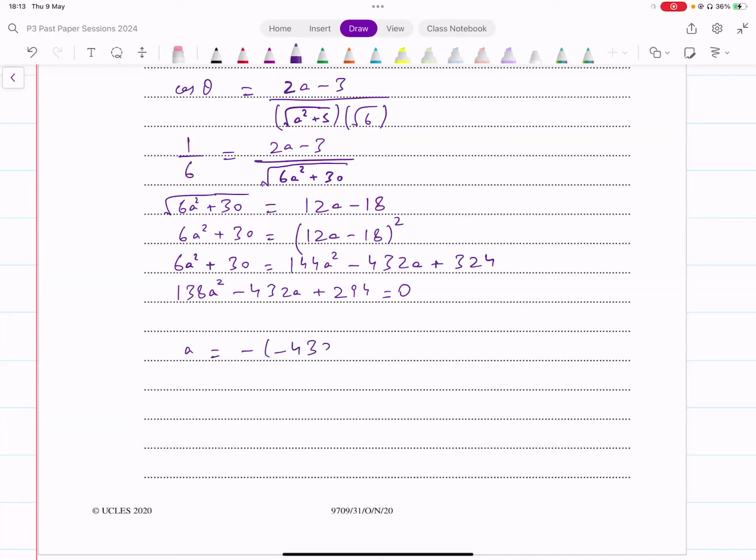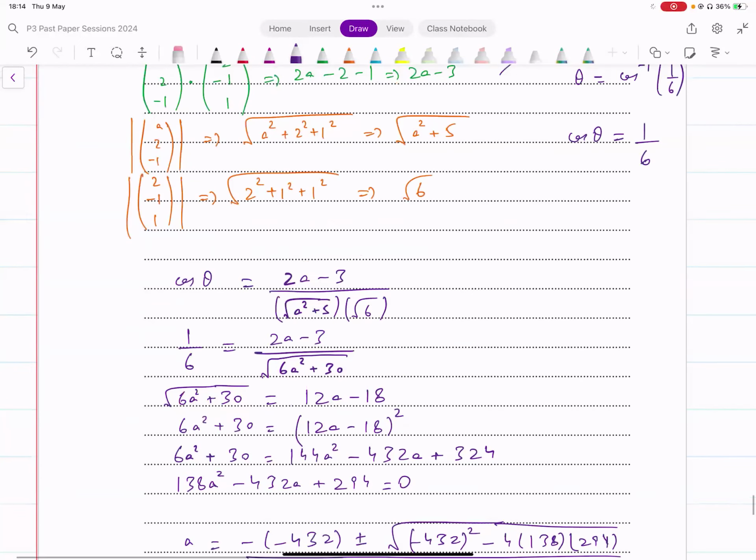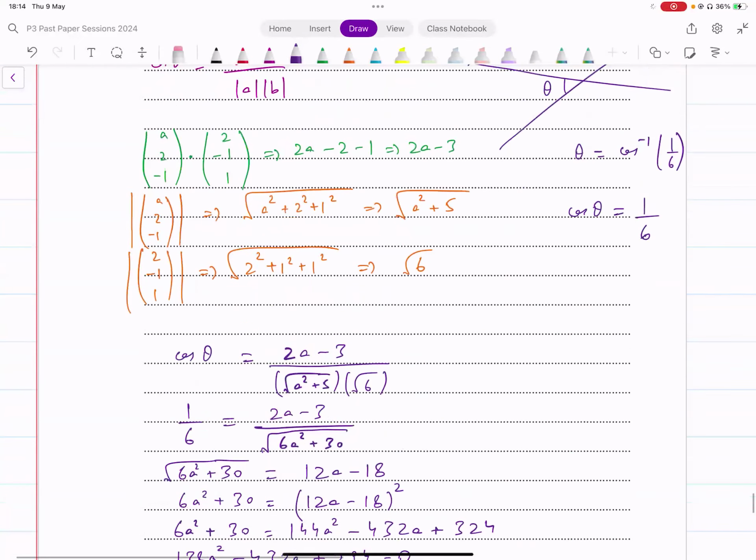Minus into minus 432 plus minus square root of minus 432 whole squared minus 4 into 138 into 294, whole divided by 2 into 138. Okay, so this is what we are getting.